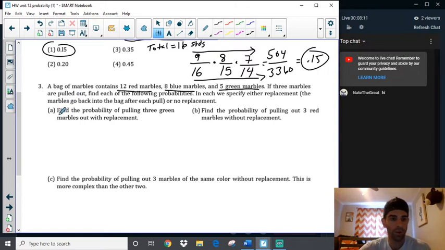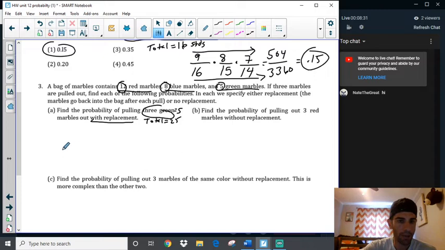Okay, so question 1. Find the probability of pulling 3 green marbles with replacement. Okay. How many green marbles are there? Well, there are 5. And then there are a total of 12 plus 8 plus 5. So you have a total of 25 marbles. So we're going to be pulling out 3. 1, 2, 3. I want the first one to be green, the second one to be green, and the third one to be green. There are 5 out of 25.